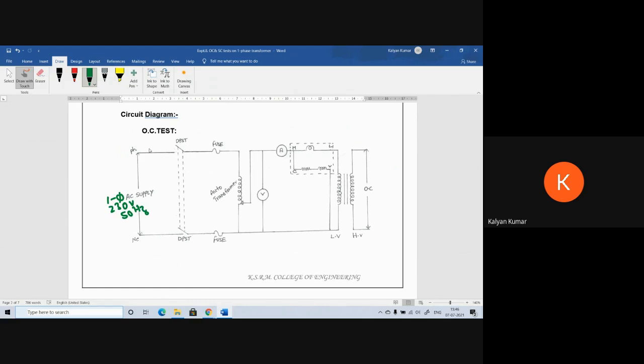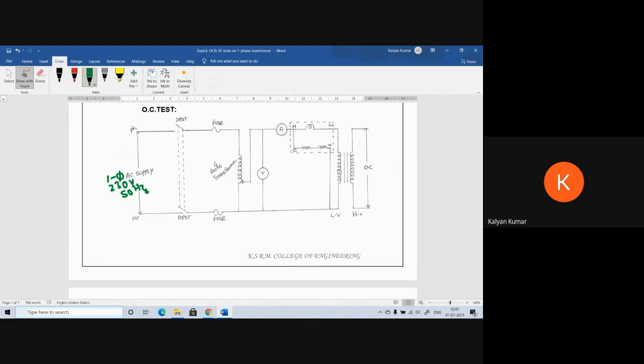Now coming to the fuse. The fuse will be decided based upon the maximum current that we are going to allow into the circuit. So first find out the currents and then we'll go for the fuse rating. Next, auto transformer. Auto transformer is having a 230 volts input and 0 to 270 volts output with 14 amps capacity.